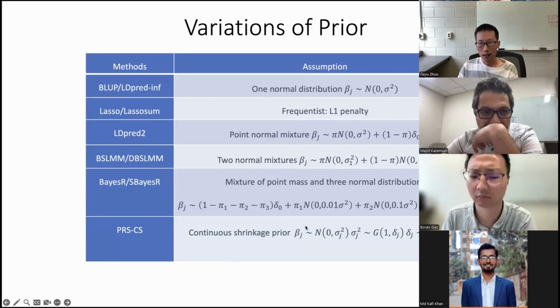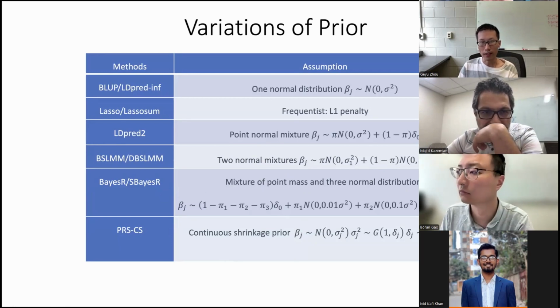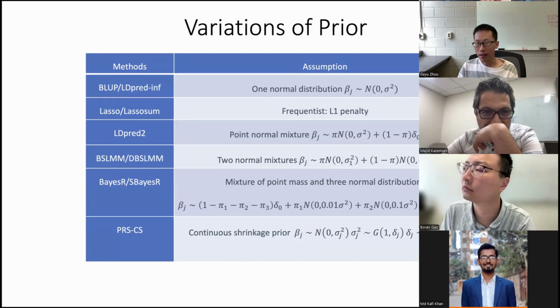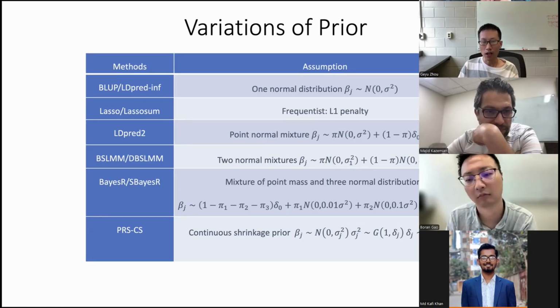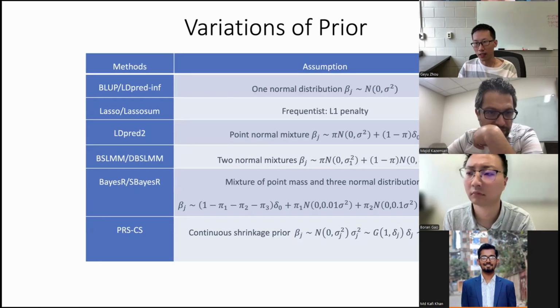So you can see there are really different choices of prior, but we often want to ask which one we should work on. And some of these prior assumptions also involve a large number of parameters to be estimated. And typically, one needs to use a validation dataset to perform the parameter tuning.